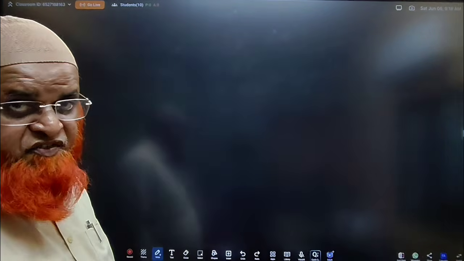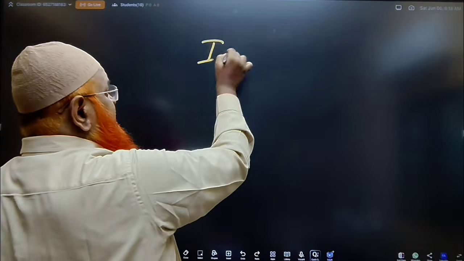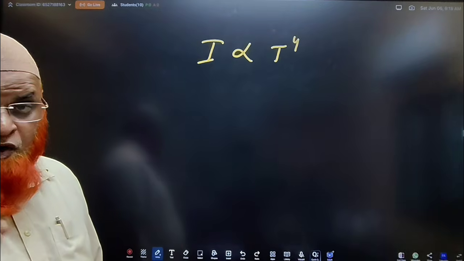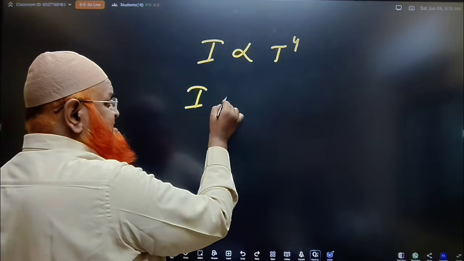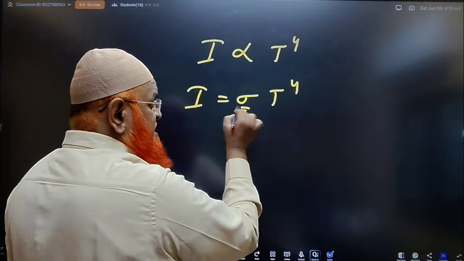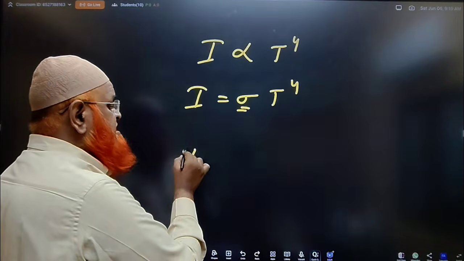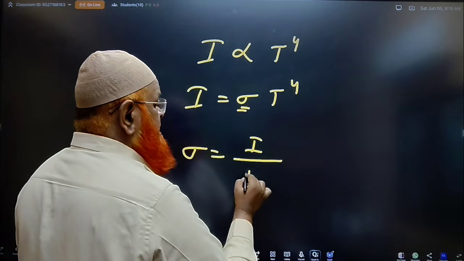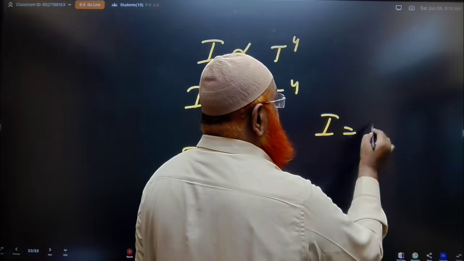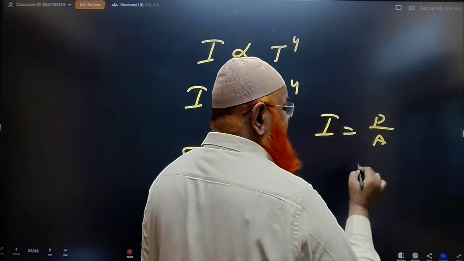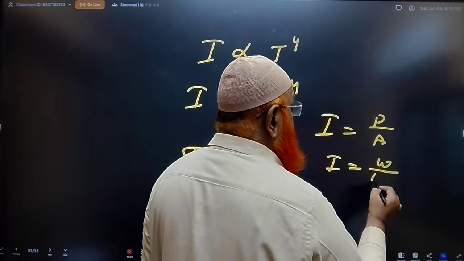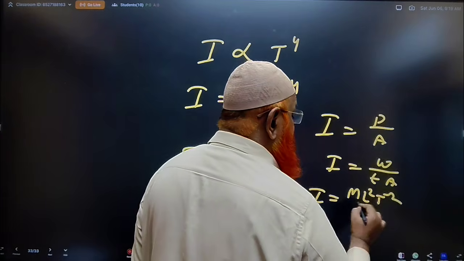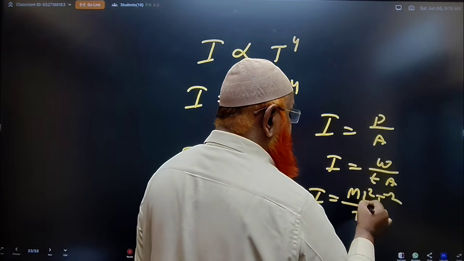Stefan's constant. Stefan said that intensity is directly proportional to the fourth power of absolute temperature. Intensity is nothing but σT⁴, where σ is called Stefan's constant, which can be written as I by T⁴. Intensity means power passing per unit area. Power can be taken as work by time, by area. Work is M L² T⁻² divided by T, divided by L².